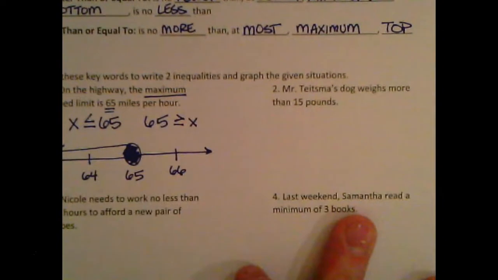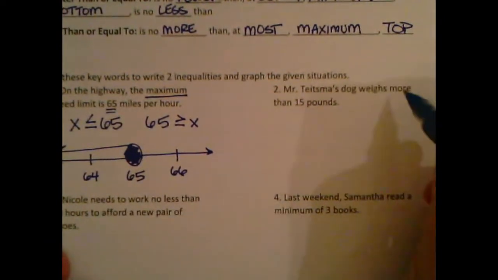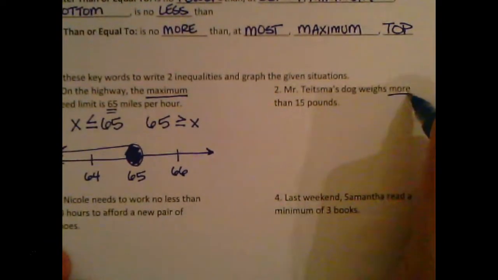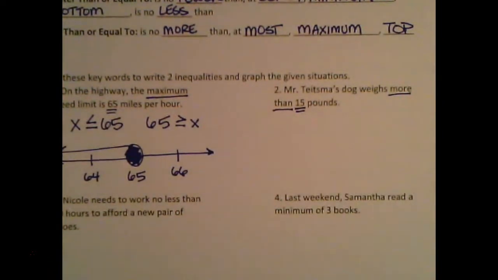All right, take a look at number 2. Mr. Teitsma's dog weighs more than 15 pounds. So, keywords we have there are more than, and then we have the number 15.